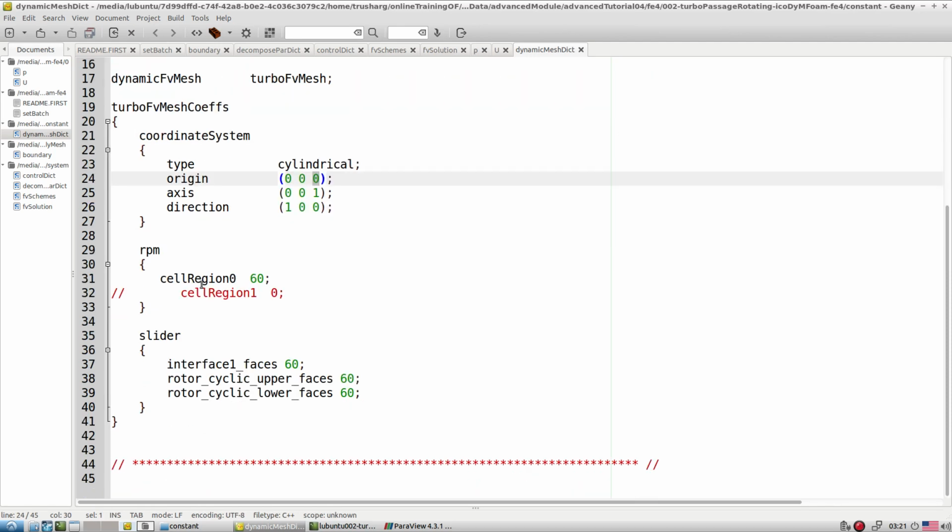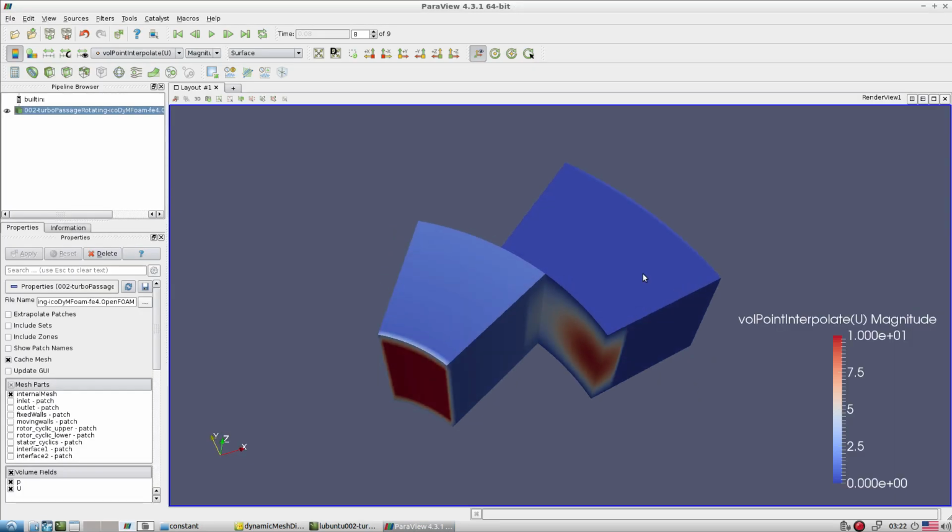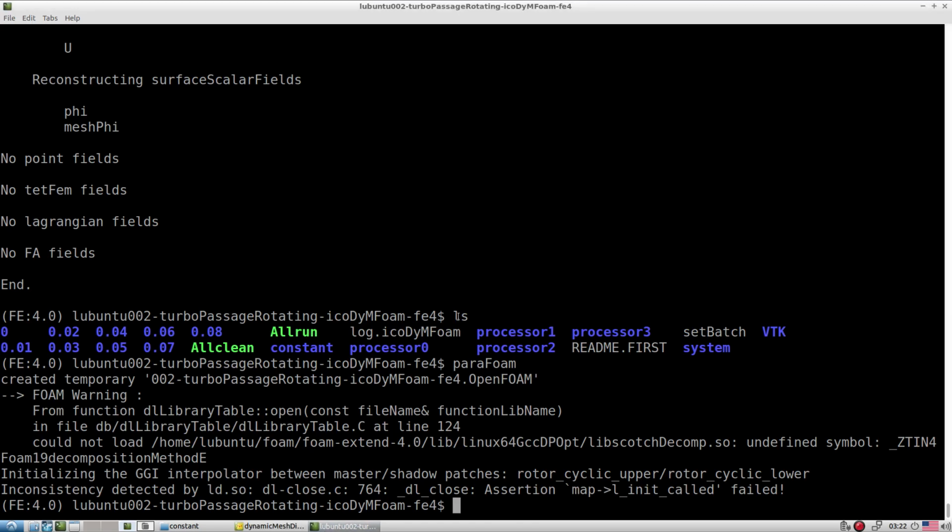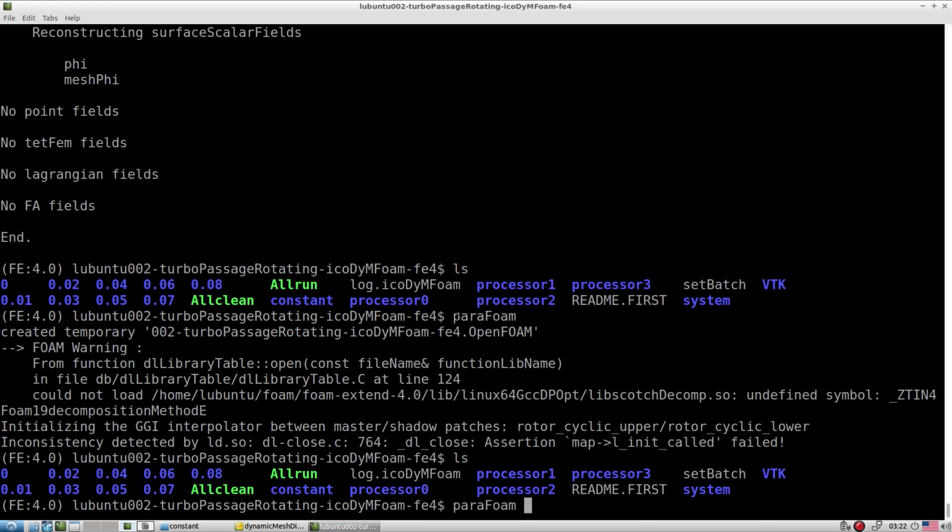Then the cellZone 0 is rotating at 60 rpm, and we have an interface. The interface sliders are also rotating at 60, and the rotor cyclic is also rotating at 60. So all these patches attached to these zones are rotating at the same rpm. That is what we are specifying, and with the help of that we are able to mimic this rotating effect. So let's wait a few more moments and see how exactly it goes.